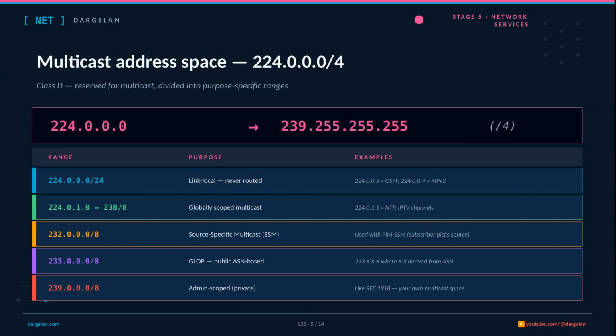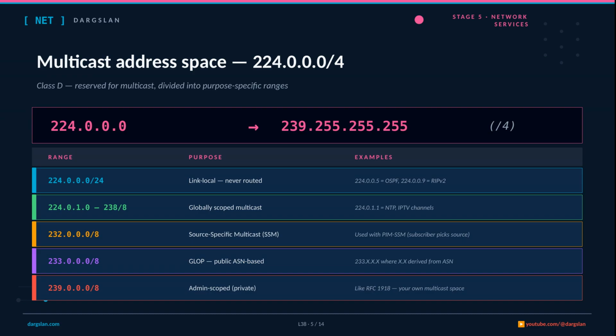Now, for routers to deliver those streams, they need addresses to aim at, and multicast lives in its own dedicated block, 224.0.0.0 through 239.255.255.255, the old Class D space. Within that block, ranges are carved out by purpose.